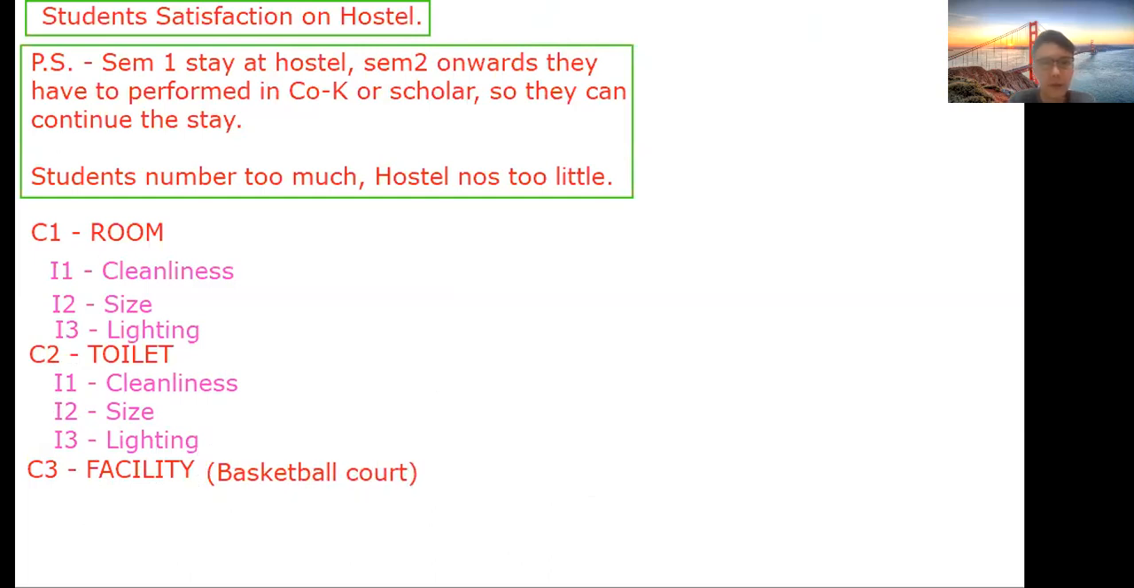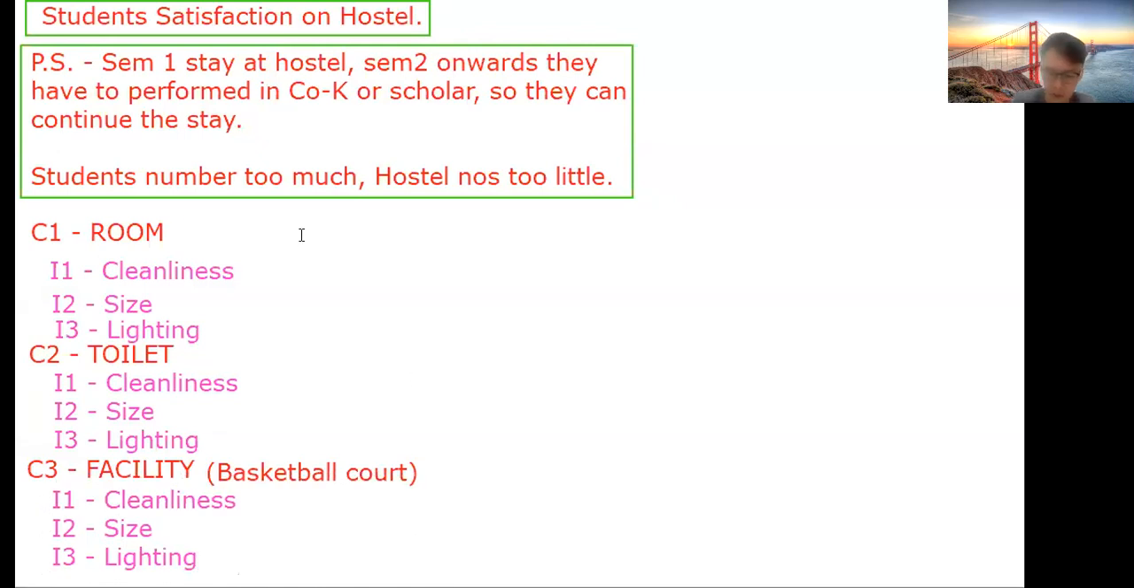We also ask them, are you satisfied with the cleanliness of the court? Are you satisfied with the size provided? Is it a proper size for you? And I ask them, are you satisfied with the electrical lightings and also all the components, right?